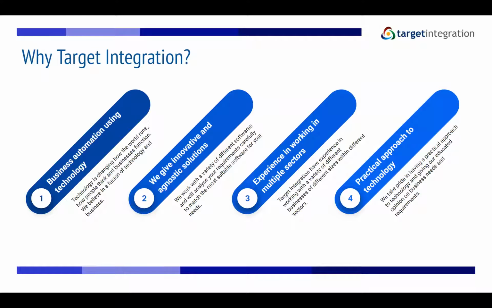So why choose Target Integration? First of all, we focus on business automation using technology. Technology is changing how the world runs, and how people think, and how business functions. So we believe in a fusion of technology and business. We give innovative and agnostic solutions. What that basically means is that we work with a variety of different software, and we'll analyze your requirements carefully just to match the most suitable software for your needs.